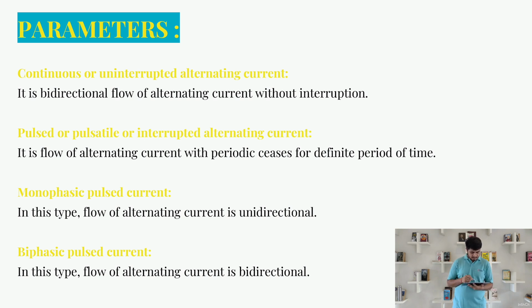Monophasic pulsed current: in this type the flow of alternating current is unidirectional. As I have said, alternating current was bidirectional, but in monophasic it would be unidirectional, so there is only one direction in which the electrons would be flowing. While in biphasic pulsed current, the flow of alternating current is bidirectional, as I have already said.